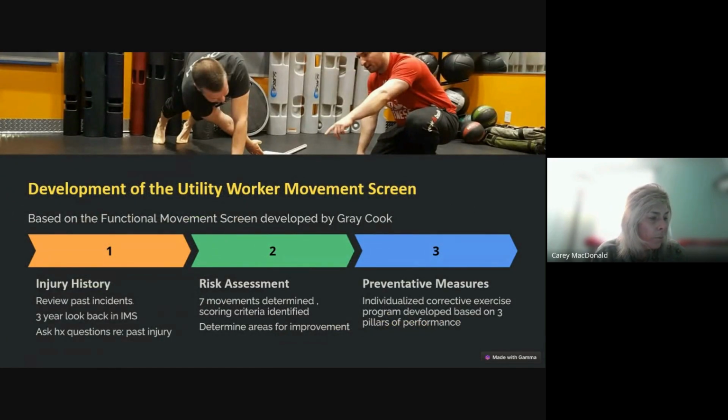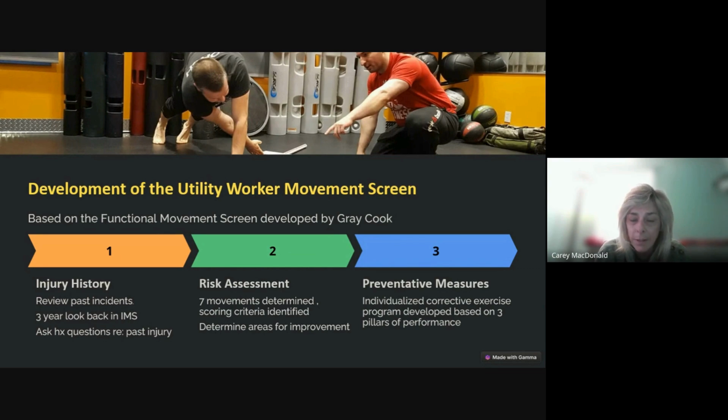Okay, so here we go. How did we develop this movement screen? I already gave away a little bit of that by saying it was based on the functional movement screen by Gray Cook. And again, it's easier to recreate something and adapt it. So it's not exactly the same, which you'll see, but it's similar in a lot of ways. And again, that just cut down on time. Why create something new when you don't have to, that also doesn't have any research necessarily behind it?